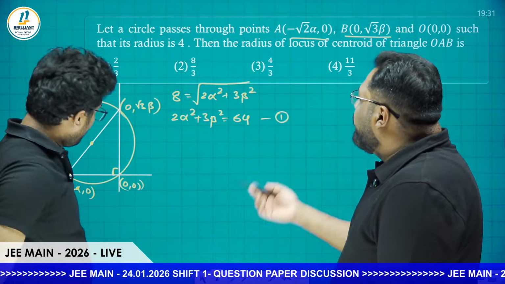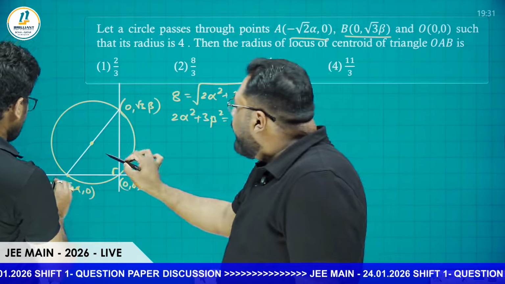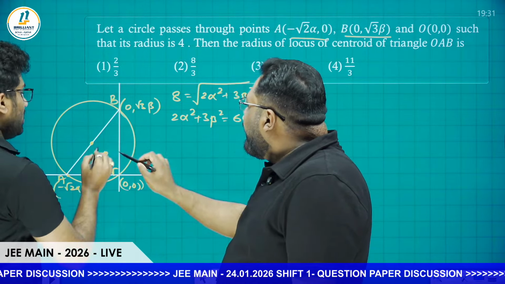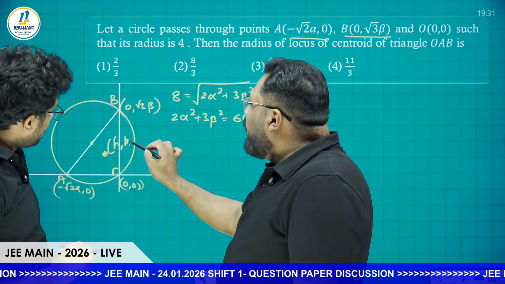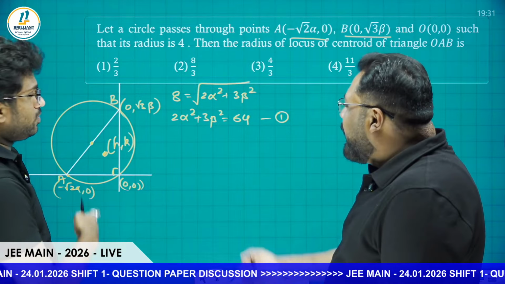Let's keep it as Equation number 1. Now they want the locus of the centroid of this triangle. So this is the triangle. Let us assume the centroid to be (h, k). Whatever you want the locus of, that point should always be treated as (h, k), and at the end it should be replaced.